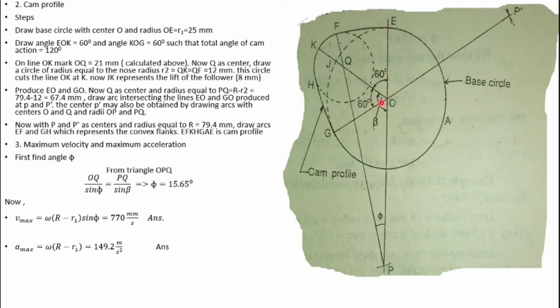From that, we can draw angle EOK as 60 degrees and angle KOG also 60 degrees. So the total angle of the cam becomes 120 degrees, because half the angle will be 60 degrees, the semi angle. So half of the given 120 degree total angle of the cam gives us the semi angle on each side.